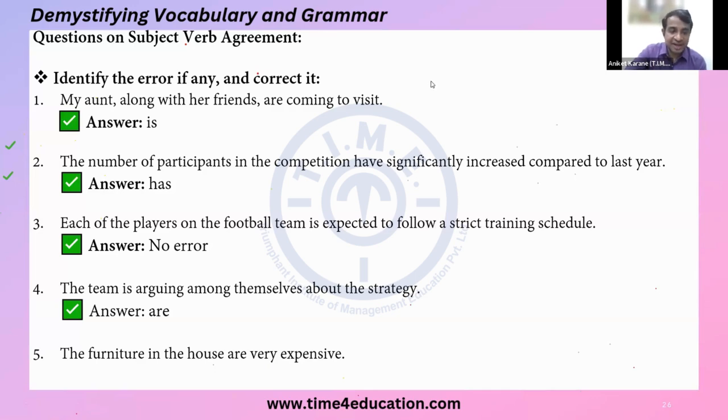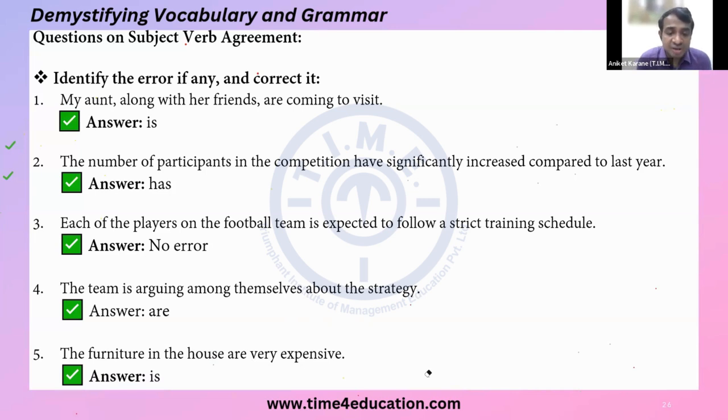Yeah, everyone is getting this right. Very good. So the answer is here. The error is there because we are talking about furniture being what? A part of your uncountable nouns, right? A piece of furniture usually, right? So furniture is an uncountable noun and therefore your answer is not are but is. So the furniture in this house is very expensive.